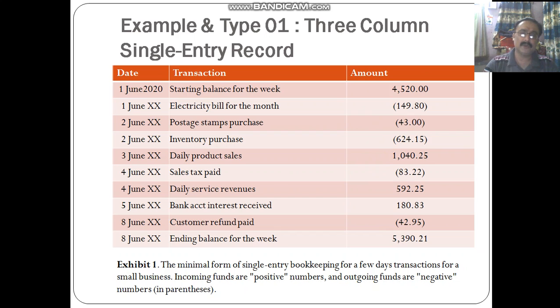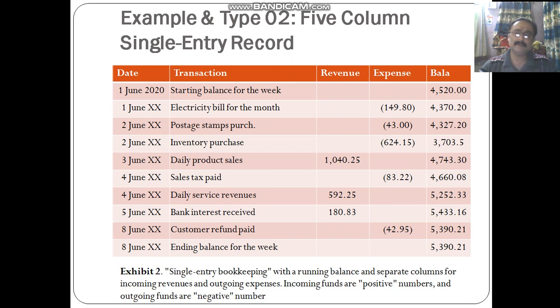Now moving towards the other type, the five column single entry record, in which there are basically five columns: date, transaction, revenue, expenses and balance. I have quoted the same example, but there is a little bit of variance, that is, we keep the plus figures over here and minus figures over here. These are our expenses and these are our revenues. So this is another type of five column single entry record.